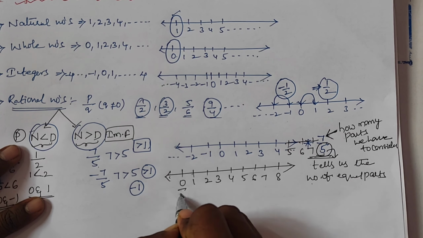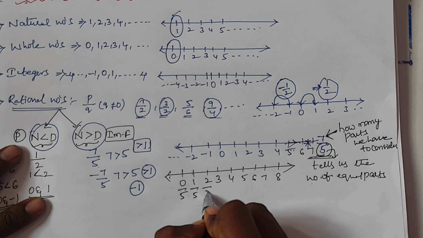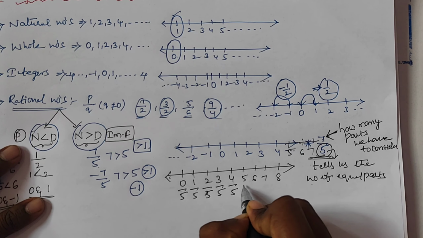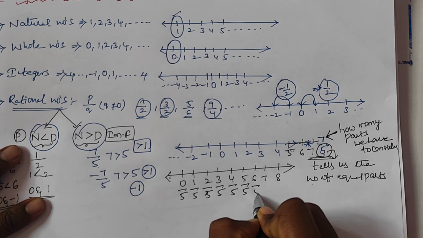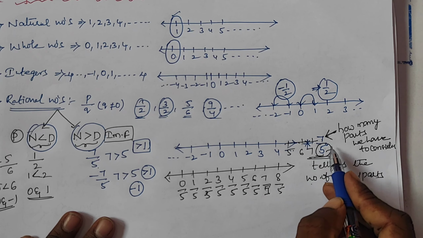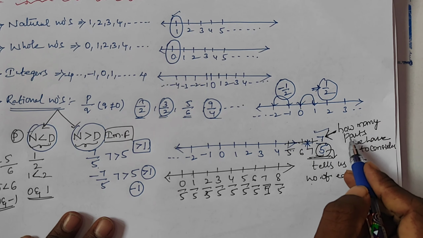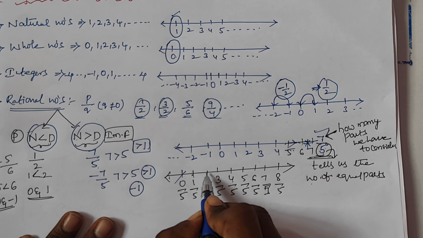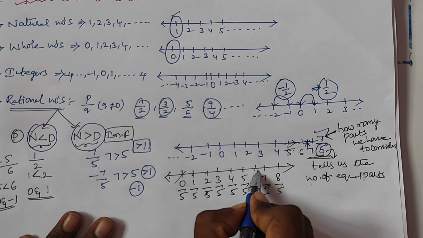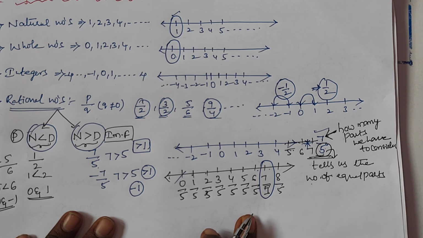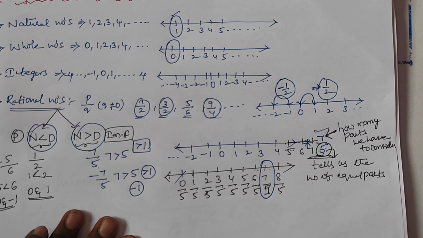That means 0 by 5, 1 by 5, 2 by 5, 3 by 5, 4 by 5, 5 by 5, 6 by 5, and so on, with 5 we divided here. Now what does the numerator say? 7, how many parts we have to consider. So from 0 we have to consider 7 parts: 1, 2, 3, 4, 5, 6, 7. So 7 by 5 is the required number. This is the representation of the given rational number on the number line.